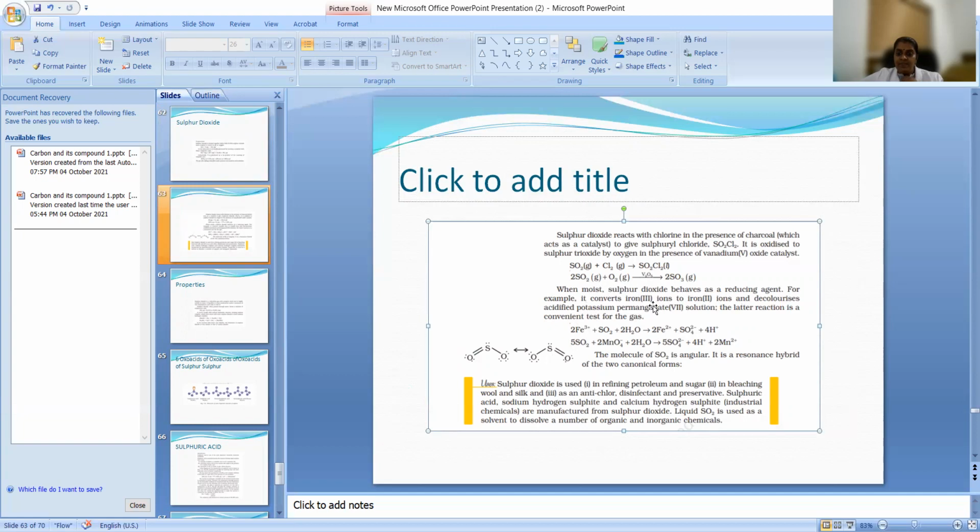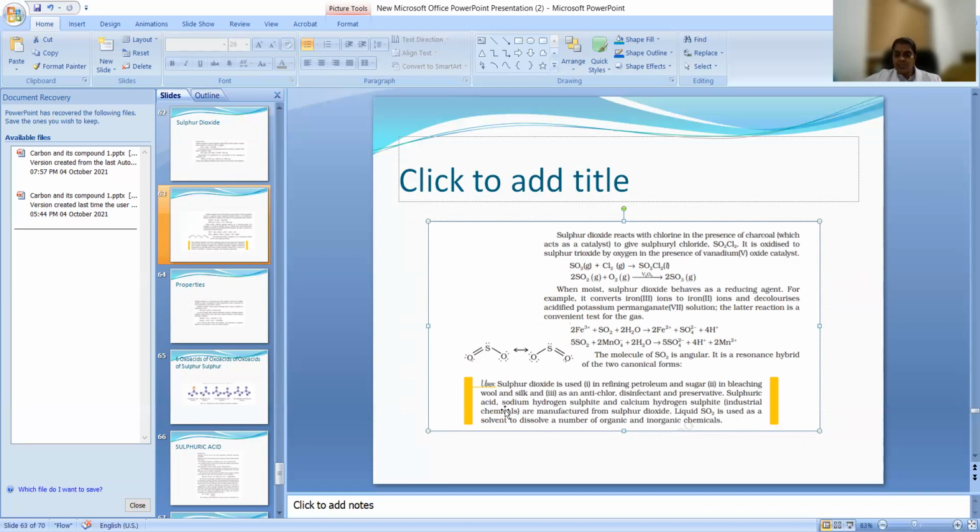It will act as a reducing agent. It will convert Fe3+ ion into Fe2+. Okay, it will reduce iron 3 to iron 2. And it decolorizes the potassium permanganate solution. That's very important. Why? If SO2 is passed into the potassium permanganate solution, it will decolorize it. So that is why it is taken as a test to identify sulfur dioxide. Okay, it's a hybrid of these two structures.